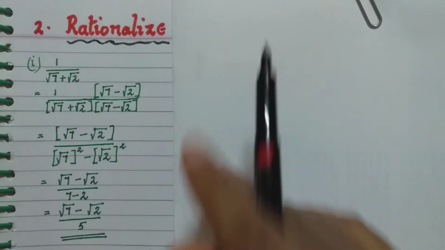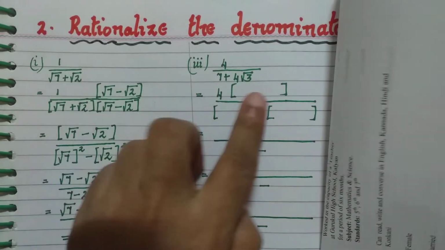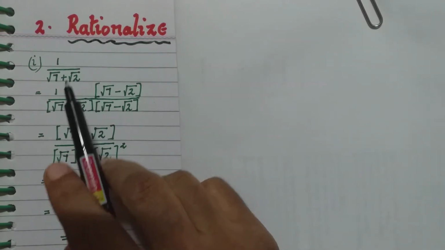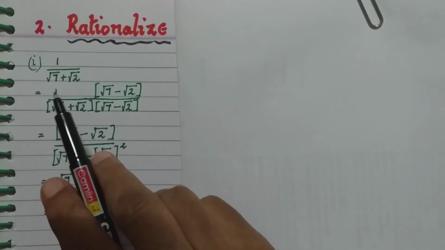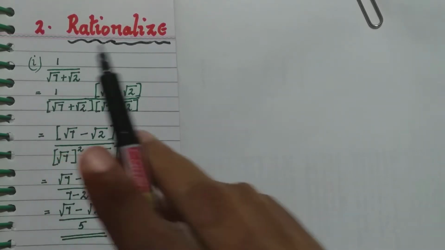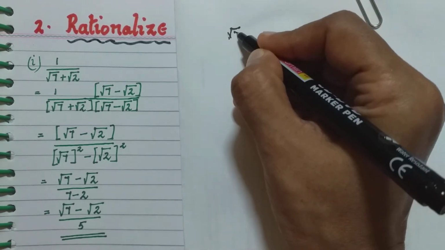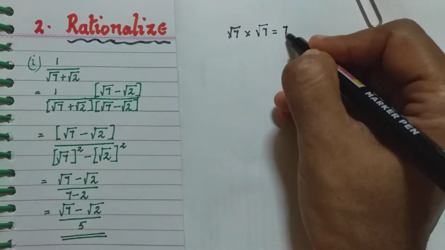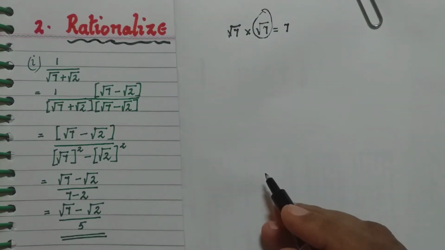Now we go to the second question of practice set 2.4, which says rationalize the denominator. Now you see the question here, 1 upon root 7 plus root 2. In the earlier exercise, when we were rationalizing the denominator, we had only one number. So when we had root 7, we knew that root 7 into root 7 is 7.